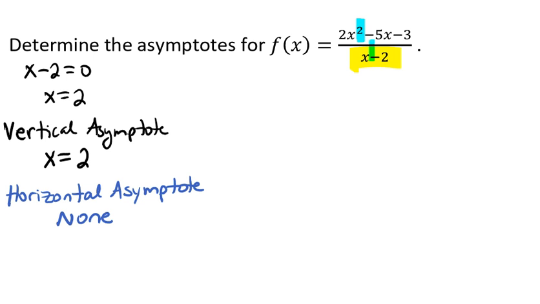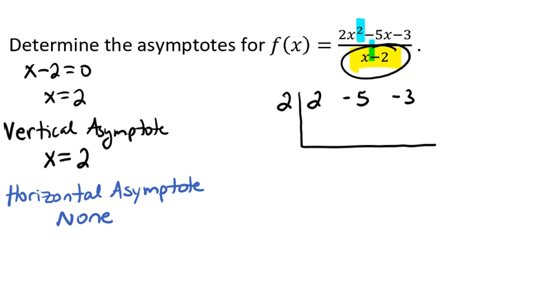To find our slant asymptote, we're going to do this division. We can either use long division, or because we have this in a type of factored form with a linear variable, we can use synthetic division. So we're going to go ahead and use synthetic division. It's a little bit faster. Just set that up right now. So 2, negative 5, negative 3. And we're going to use the number 2, because if we take this x minus 2 and set it equal to 0, we get a 2.